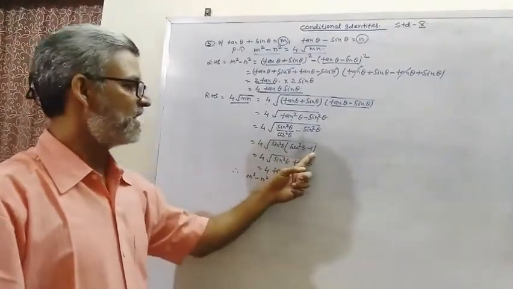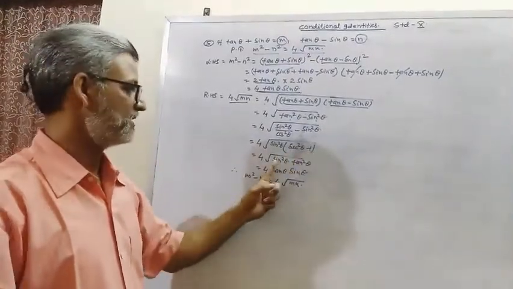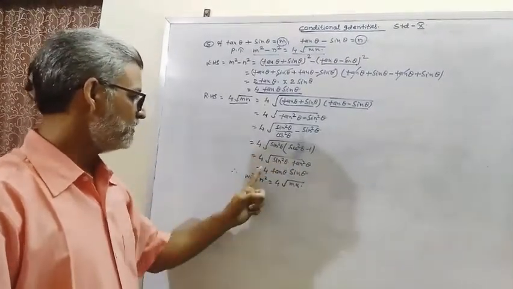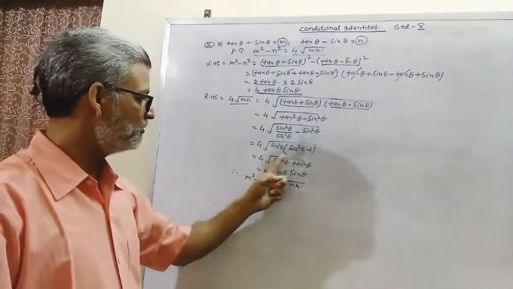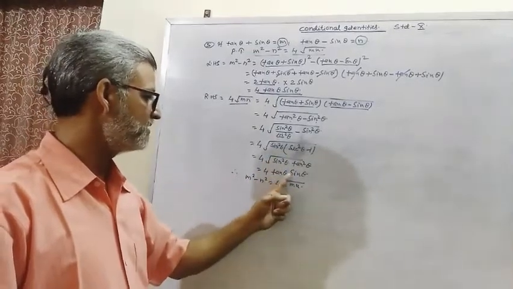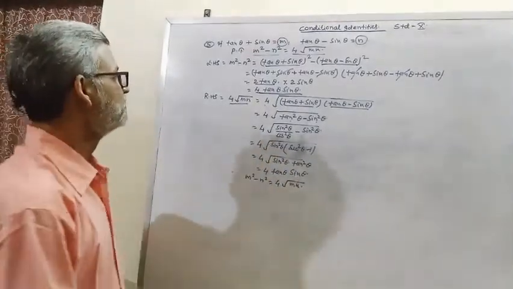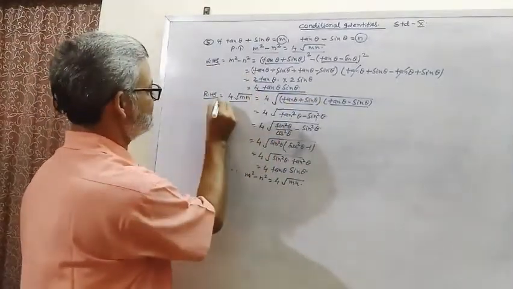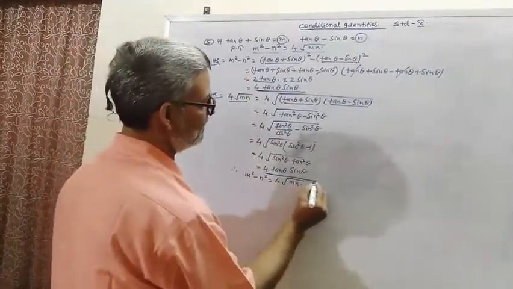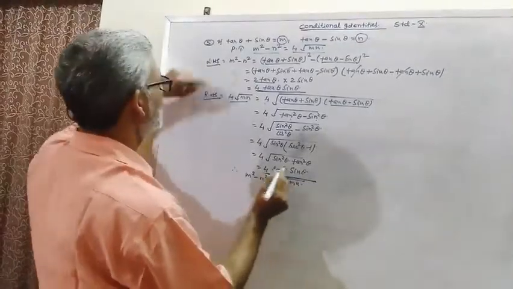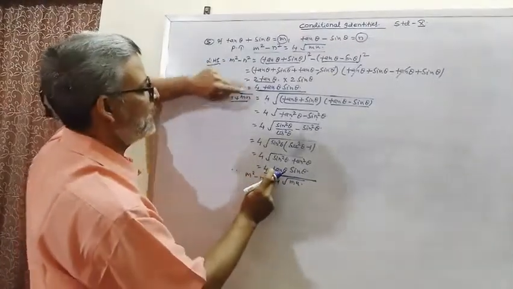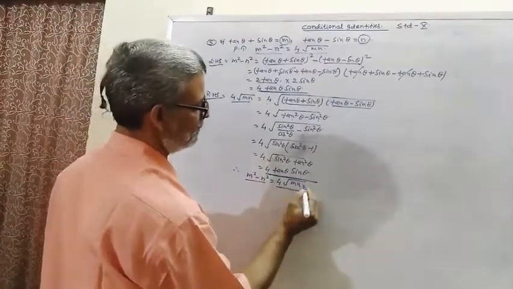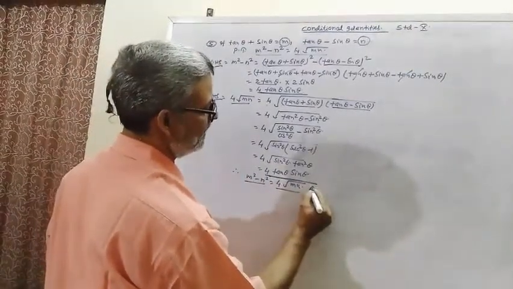Sec²θ − 1 is equal to tan²θ. So sin²θ into tan²θ, they are under the root. So 4 into, now you remove this root, then you get tan θ into sin θ. So the LHS value is 4 tan θ sin θ and the RHS value is also 4 tan θ into sin θ. So the LHS value and RHS value are the same. So now we can write m² − n² = 4√(mn), proved.